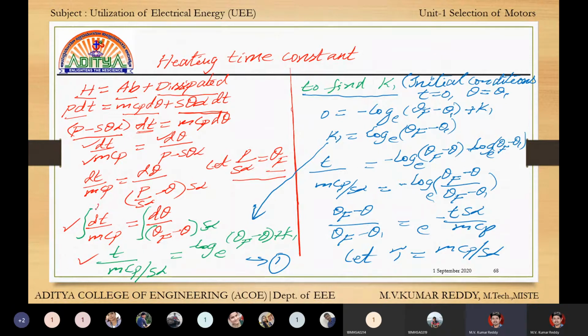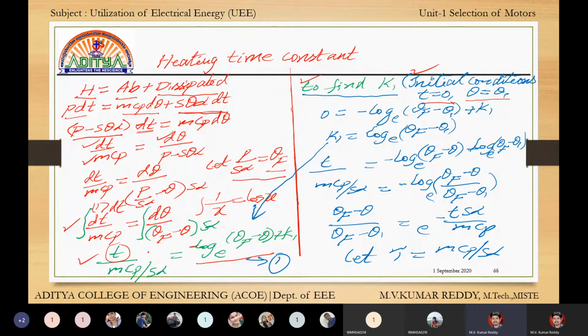On applying integration, the integration of 1 into dt is t, and the integration of dθ is in the form of 1 by x. The integration of 1 by x is log x, and since the coefficient of θ has a minus sign, we put a minus value. Now to find the constant k1, we apply the initial conditions: t is equal to 0 and θ is equal to θ1. Here θ1 is the ambient temperature, which means almost zero or the minimum temperature.